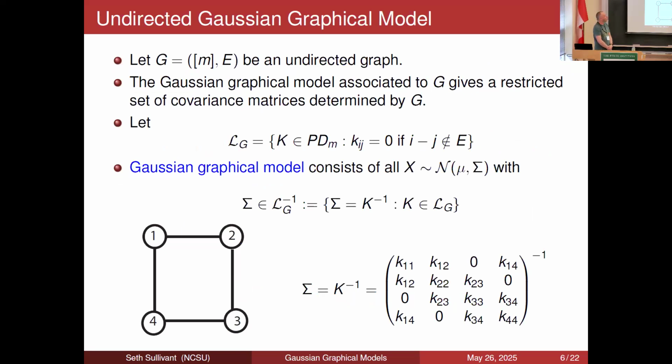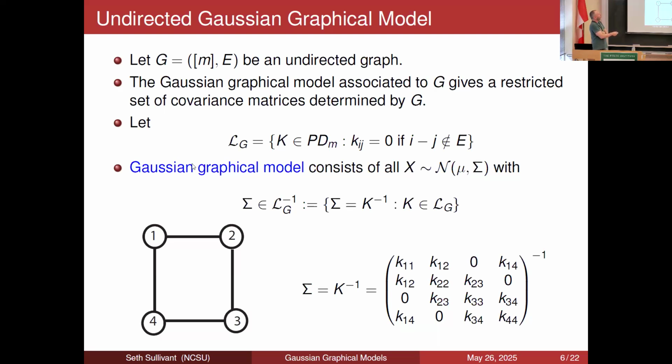Here's how the undirected Gaussian graphical models look. So essentially, we're going to put some structure on the covariance matrix sigma that's determined by the structure of a graph. So we start with a graph G. It has vertices, which are the numbers 1 through m. It has an edge set.